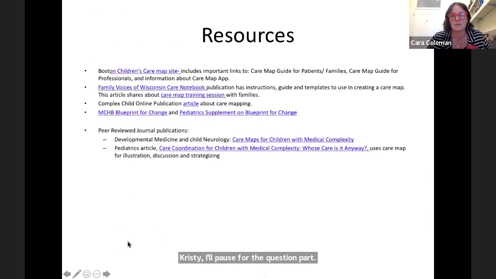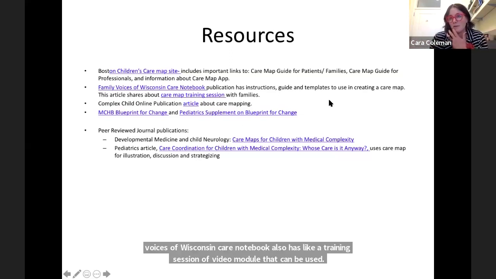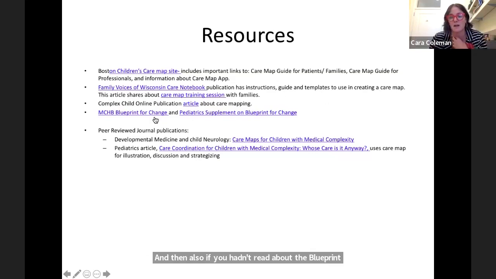On the back of the slides too, there's a few resources, a couple journal articles where care mapping is included in it, and some other how-tos. This Family Voices of Wisconsin Care Notebook also has a training session, a video module that can be used. And also, if you hadn't read about the Blueprint for Change and some other things, there's links in here for the Blueprint for Change itself and the pediatric supplement that has all the articles that talk about the different domains in the Blueprint overall.